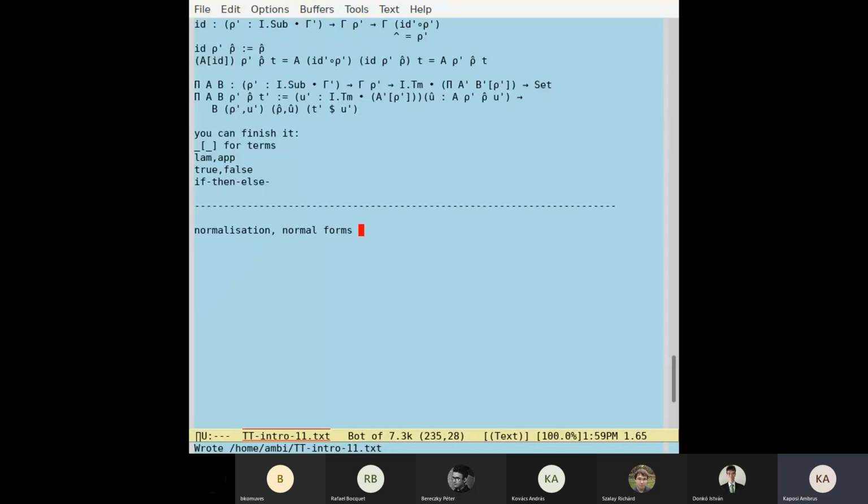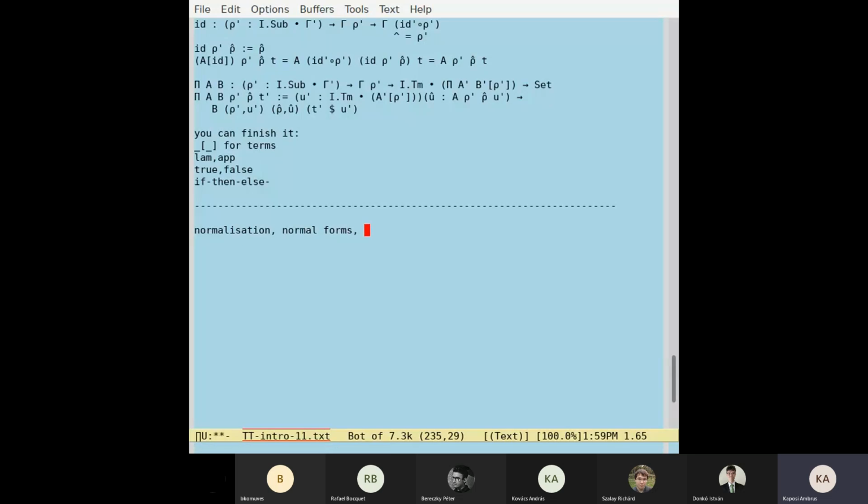But sometimes we want to simplify a program. Sometimes we want to know whether a number is 0 or not 0. Sometimes we want to know whether a Boolean is true or false, and that's when we need normalization. Or when we want to decide the equality of two terms, then we also use normalization. Normalization returns normal forms from terms.